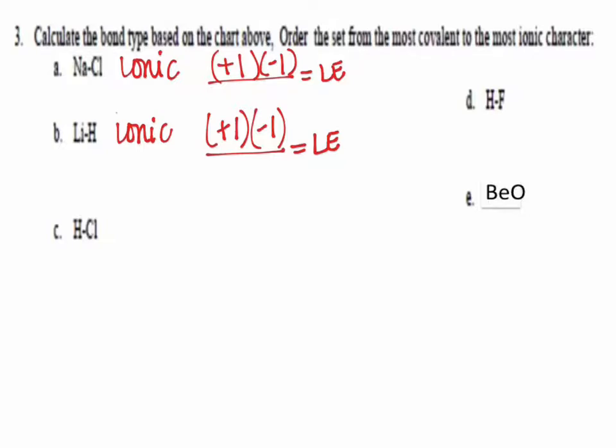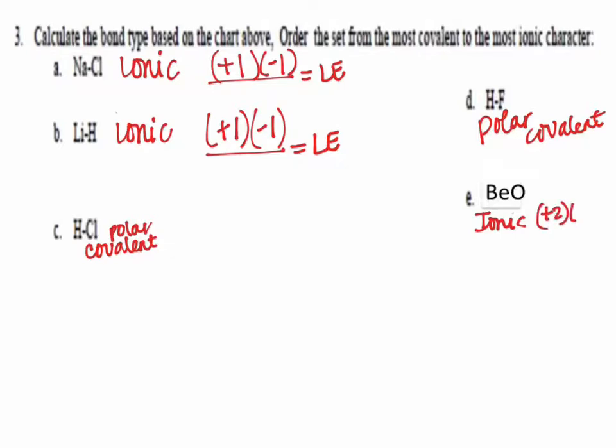HCl is what type of bond? Covalent. Polar covalent, yes. HF, polar covalent. And BeO. It's ionic, and what are their charges? We have a +2, -2, so we have a really huge charge there.